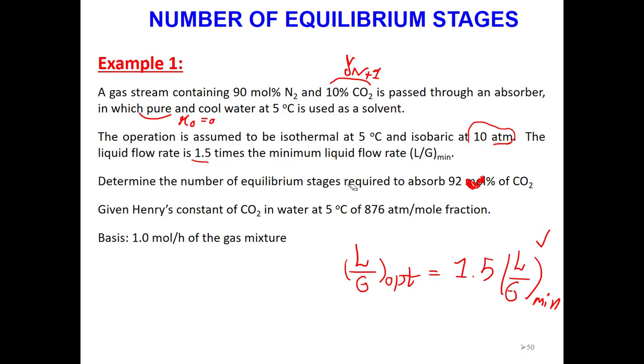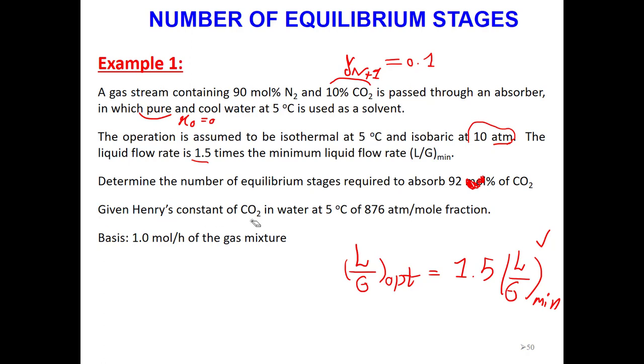Determine the number of equilibrium stages to absorb 90% of CO2. So we have CO2 coming into the column with this mole fraction, 10%, meaning 0.1. It has 10% CO2 and 90% nitrogen. At the end, we want to separate 92% of my CO2. So if I have 0.1 at the beginning, I want to separate 92% of this, and at the exit I want to have only 8% of the initial value.